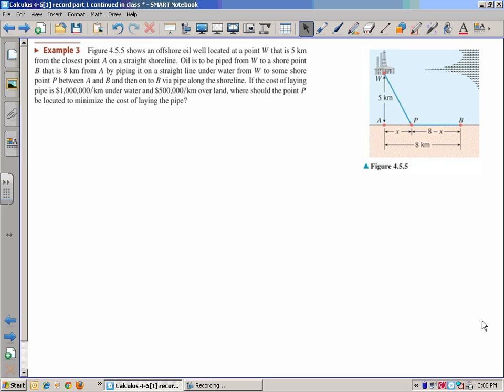All right, so we are going to continue with 4.5 section B, or part 2, if you will. And so here we're going to talk about an oil rig, and we're going to pipe oil from the rig, which is at W, and we need it to go 5 kilometers underwater. And then it's got to go along the shoreline at a certain price. And so we want to minimize the cost of laying the pipe. So we need to figure out where point P needs to be, okay? Because we want to minimize the cost.